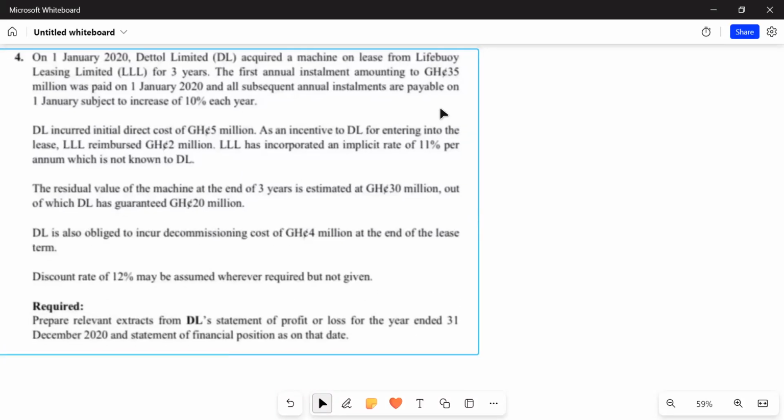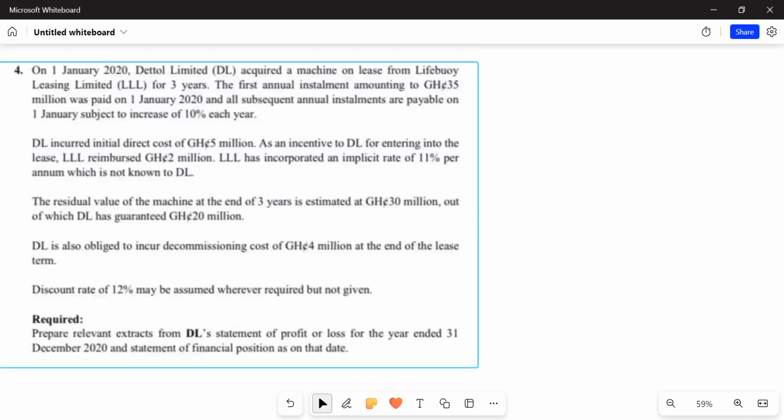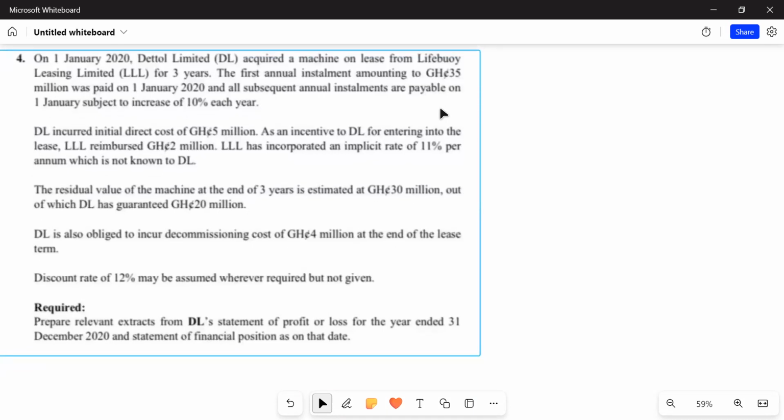The date for the lease agreement is what? 1st January 2020. Okay. So at 1st January 2020, how are we going to recognize this transaction in the books of the company? At the time of the agreement's inception, how would the accountants record this transaction in their books? That is what we are coming to look at, the initial recognition.